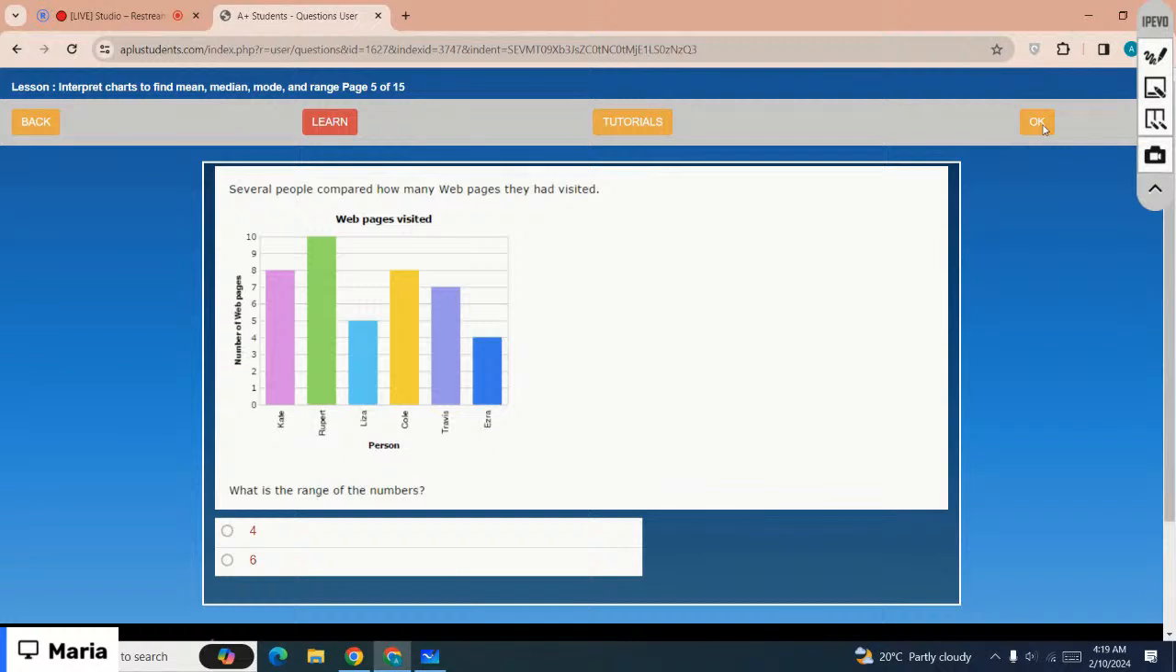Which is the correct option? The least value here is 4, and the greatest is 10. 10 minus 4 is 6. So the correct option is 6.